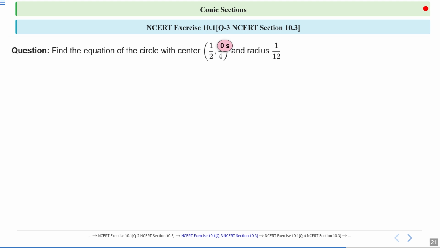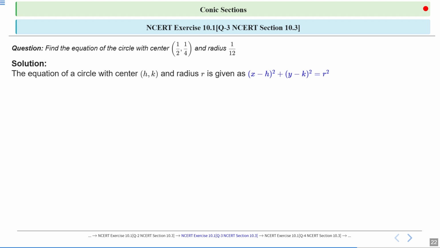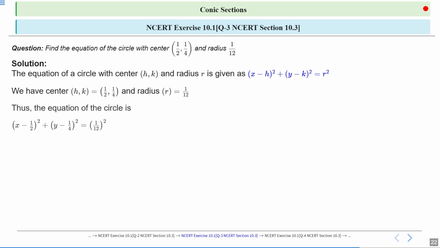Okay students, now we will solve this question. We know the equation of the circle with center (h, k) and radius r is given as (x minus h) whole square plus (y minus k) whole square equal to r square. We have center (h, k) as (1/2, 1/4) and radius r as 1/12. Thus the equation of the circle is (x minus 1/2) whole square plus (y minus 1/4) whole square equal to (1/12) whole square.